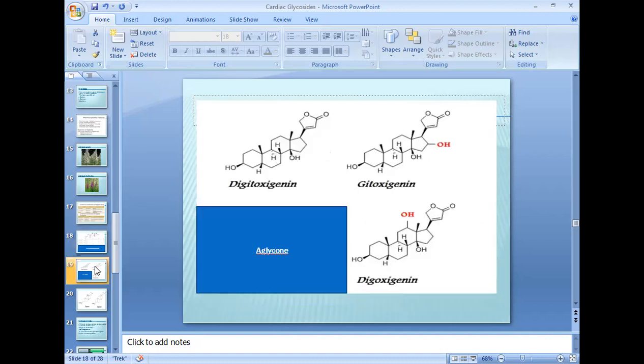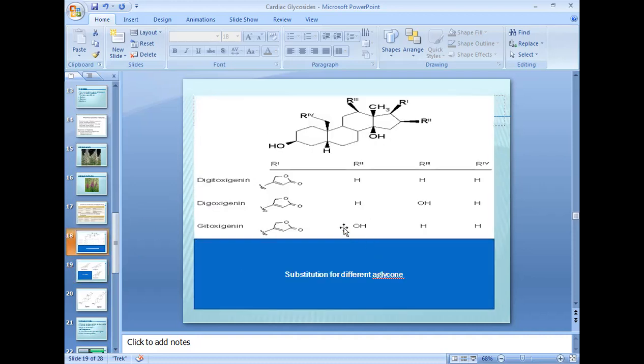See here, this is the hydroxyl group which is present in digoxigenin. This hydroxyl group is present in digoxigenin.